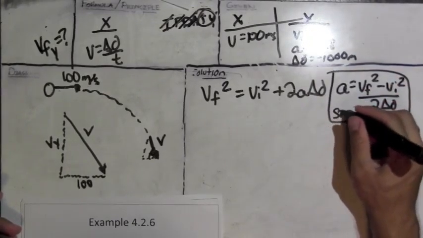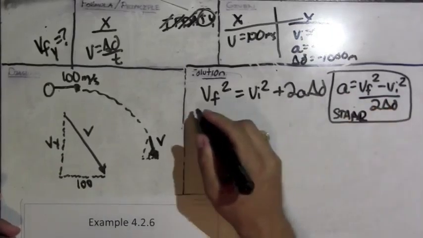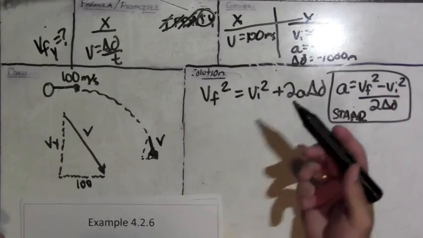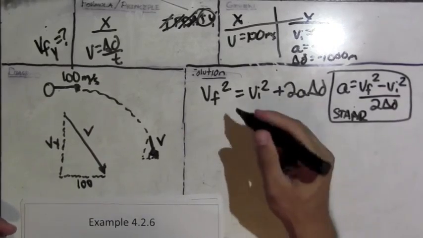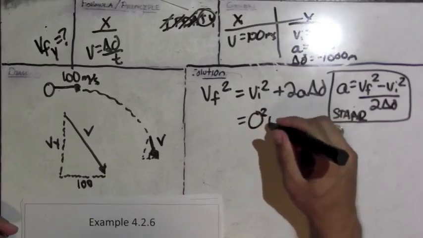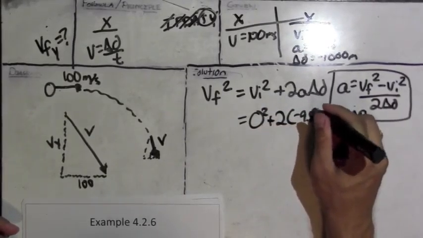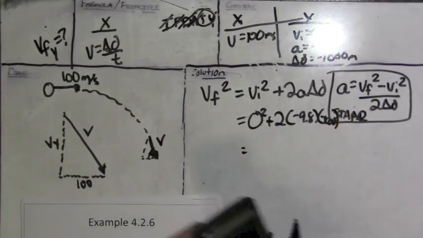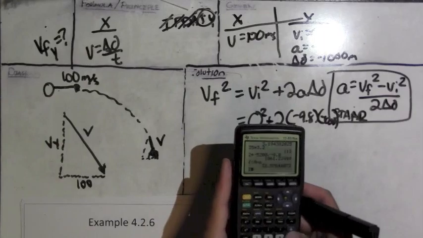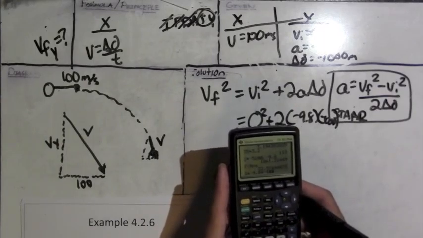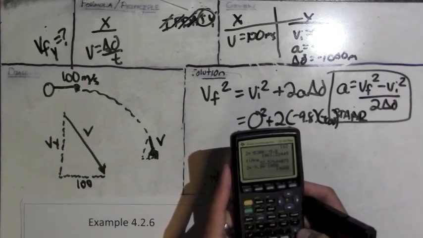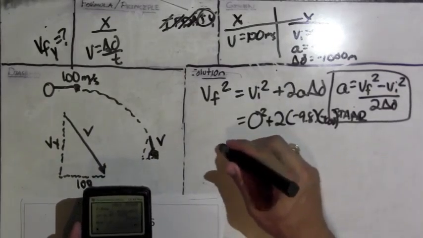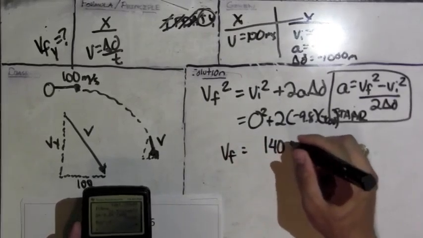This is what you'll see on the star chart, and this is a more common form that you'll see in most textbooks. So we're going to go ahead and use this form because I am looking for final velocity. So I plug in my numbers. I say 0 squared plus 2, negative 9.8, negative 1,000. And you say, okay, 2 times negative 9.8 times negative 1,000 is 19,600. Take the square root of that, and you get the final velocity is 140 meters per second.